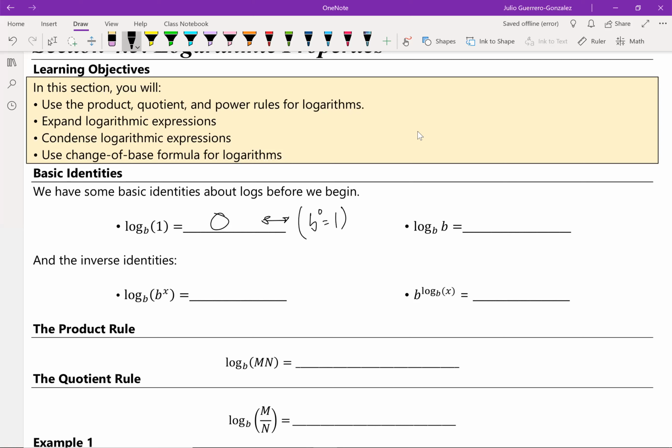The next one, log base b of b, is going to be automatically equal to 1. And this is the equivalent of saying b to the 1 power is equal to b. No problem, right?